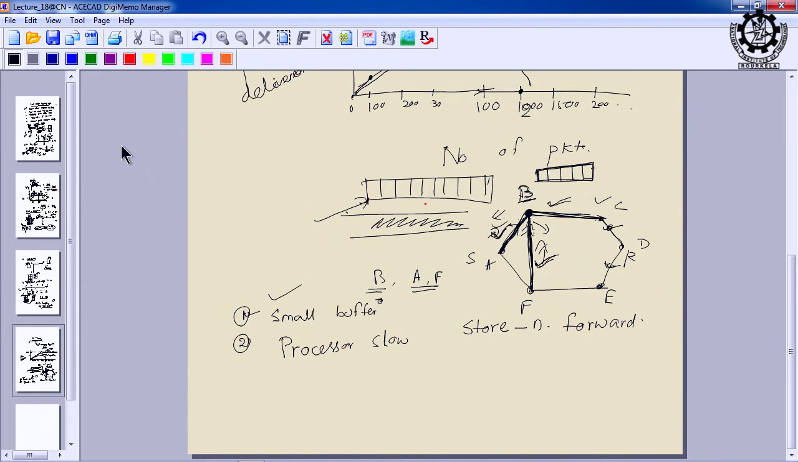Slow in the sense to handle so many packets in the buffer. Earlier it was able to handle this many number of packets as per its buffer size. Now you increase the buffer size, the processor remains same. So, now the processor of B is not able to handle so many packets in the buffer because it is not compatible. What will happen again? They are still in the buffer.